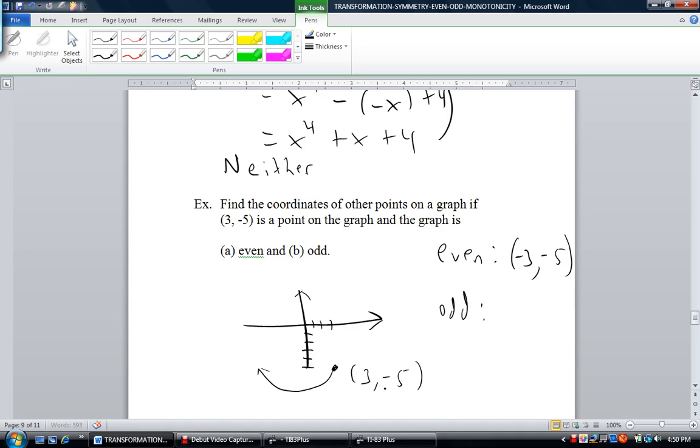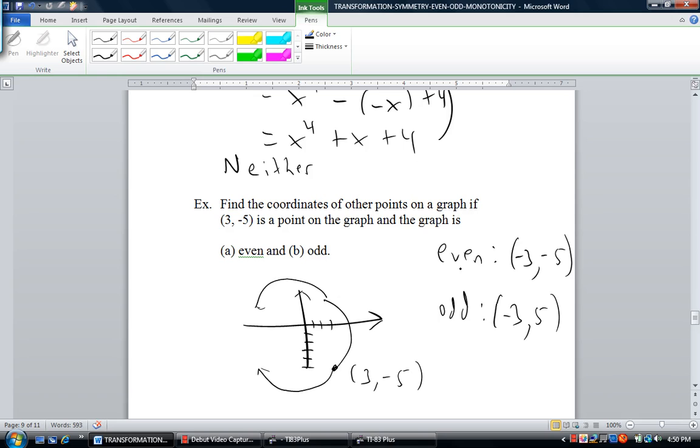Now odd means that we replace the 3 with the negative 3. We're going to get the opposite of the y value, in this case the negative 5. Or in other words, it's going to be 2 quadrants. I have to go this way so we don't get confused. 1, 2. So that point looks a lot like negative 3, positive 5.